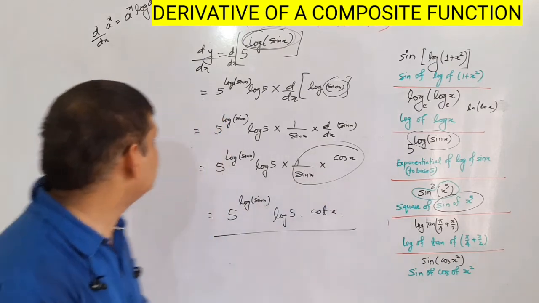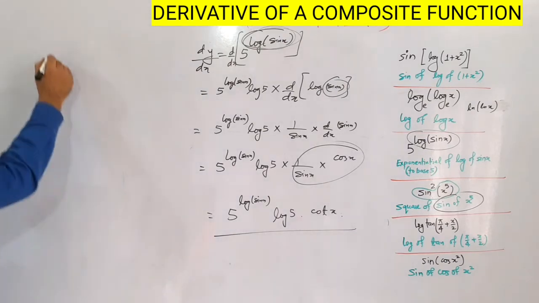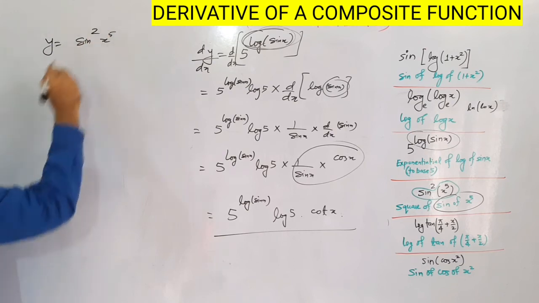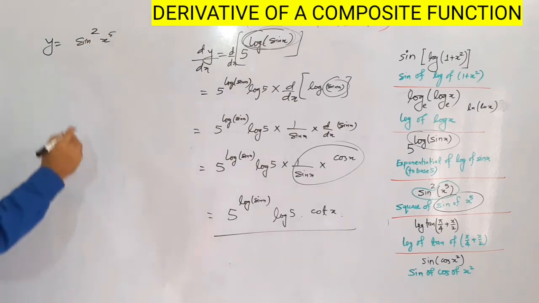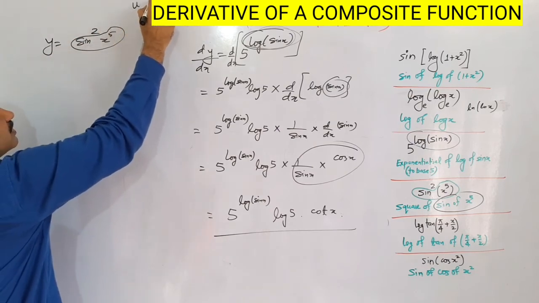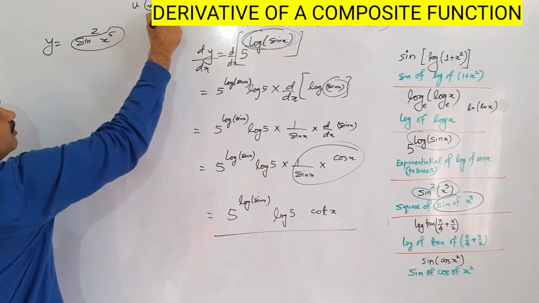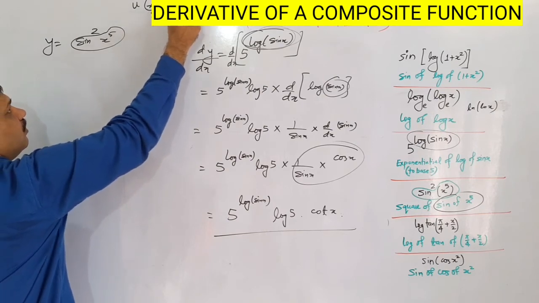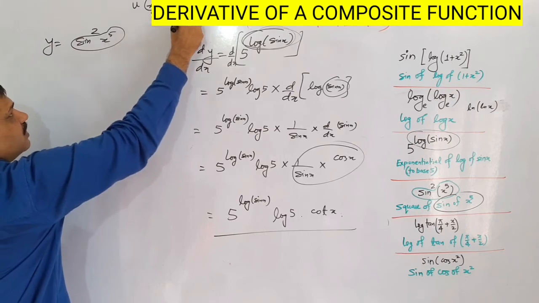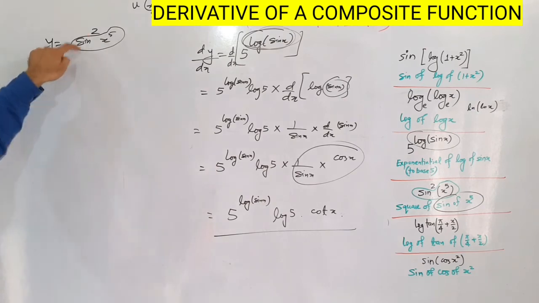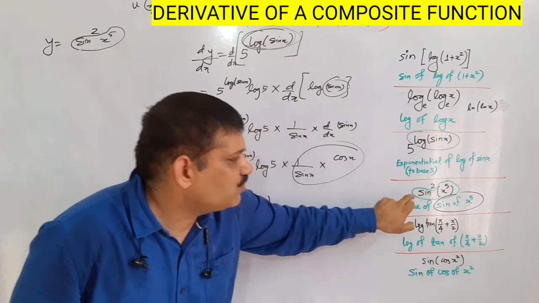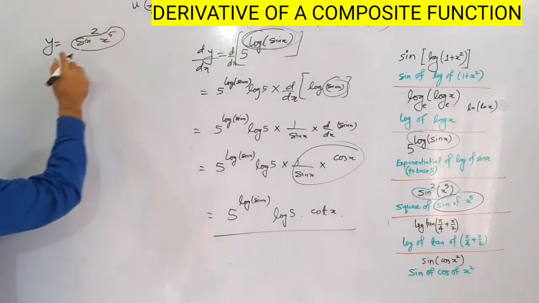Now this, y is equal to square of sine of x raised to 5. So square of u, that is x raised to n, the power rule will be applied. Power rule will simply say 2 into u raised to 2 minus 1, that is 2u. The derivative of u square. Square of sine of x raised to 5, square of u. The derivative of u square is 2u.